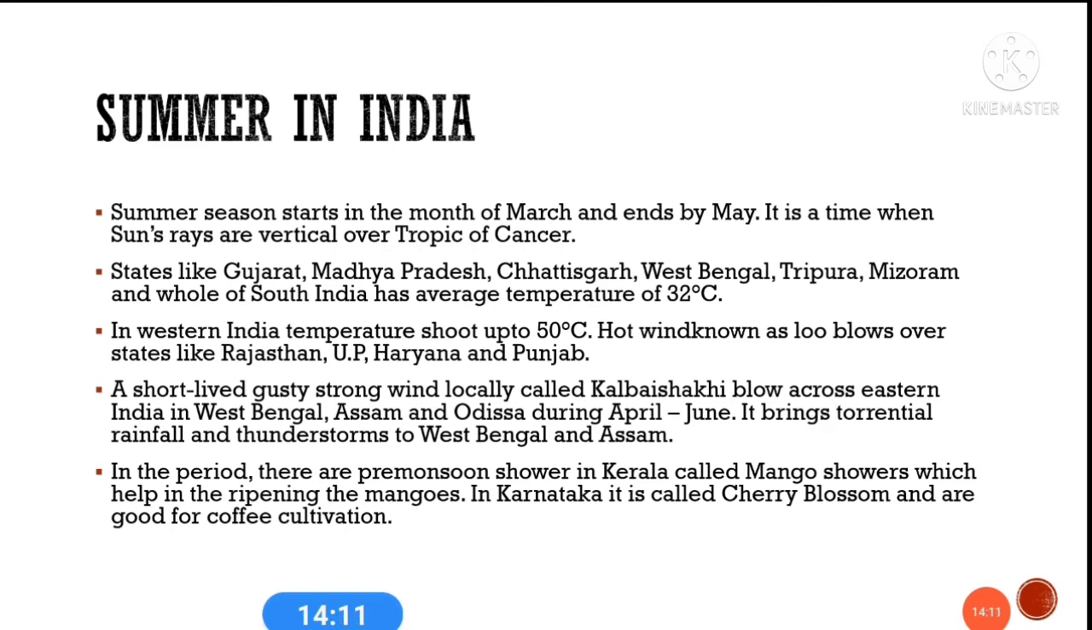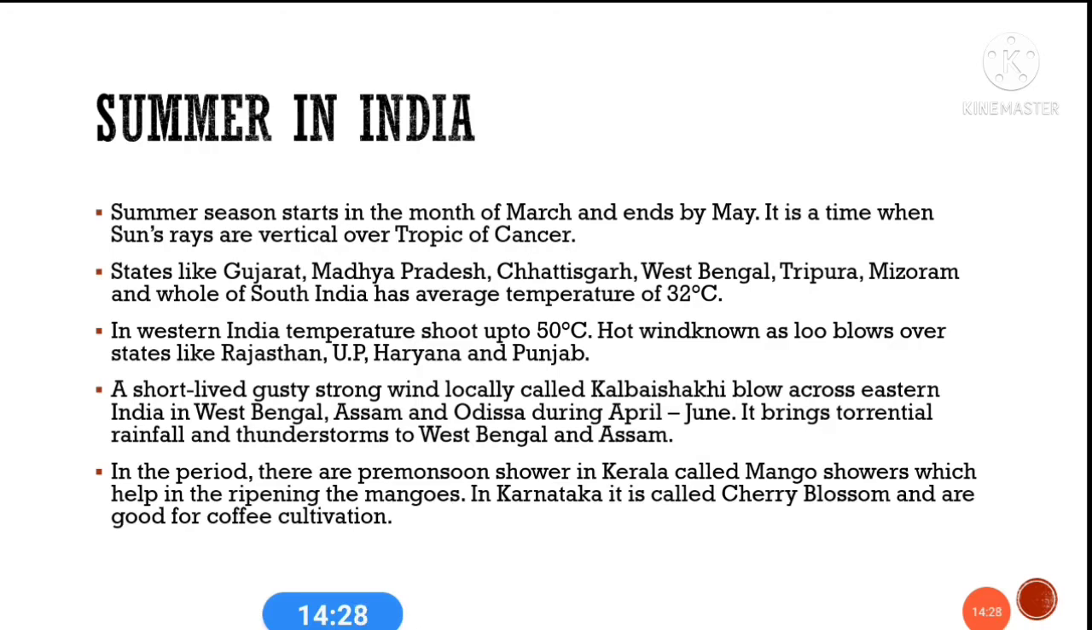Now this is all about the winter season in India. Let us discuss summer conditions in India. The summer season starts in the month of March and ends by May. It is a time when the sun's rays are vertical over the Tropic of Cancer.